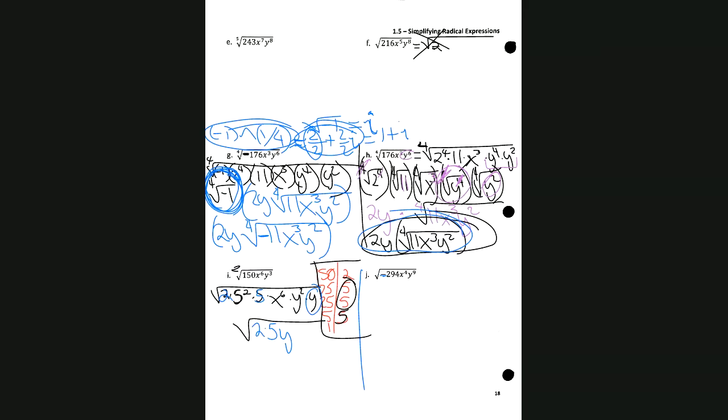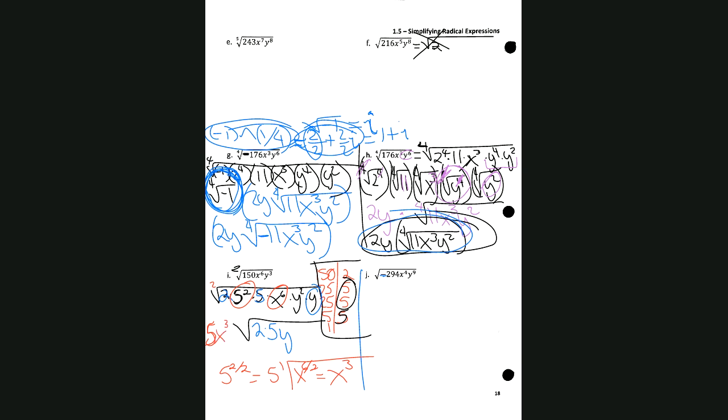For this one, 5 squared will come out as a 5 because the index is a 2. So that will be the same as us saying 5 to the power 2/2. And that will be just 5 to the power 1, which is 5. X to the power 6, since we are taking the square root, it will be x to the power 6 divided by 2. Remember, the index becomes the denominator of that exponent, and that will give us x to the power 3. Because of that, x to the power 3 comes out of the radical.